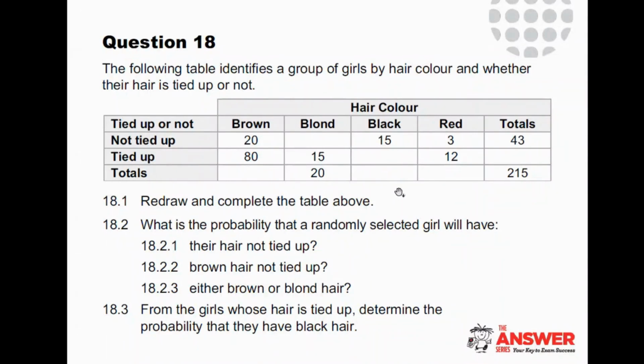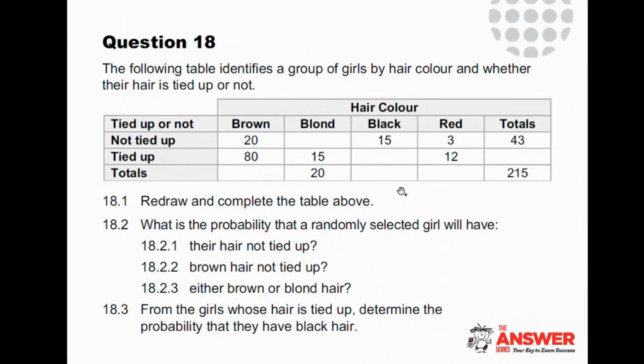And then what is the probability that a randomly selected girl will have their hair not tied up, brown hair not tied up, either brown or blonde hair? And then from the girls whose hair is tied up, determine the probability that they have black hair.